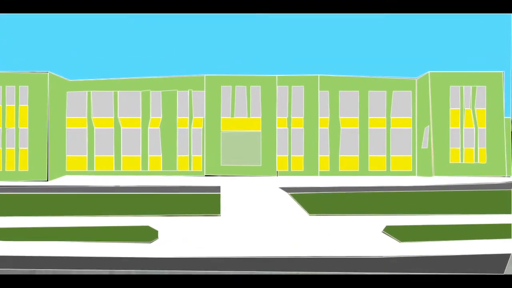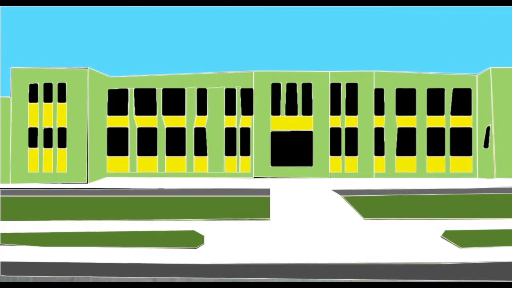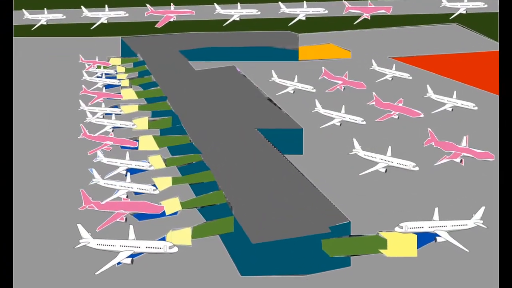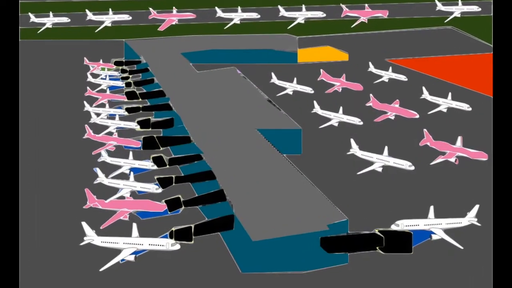In the school building right here, the power all went out because lightning broke a wire on the power mains and blew out all of the power to the city. The airport concourse right here, power failed because of a power surge and all power in there went out.